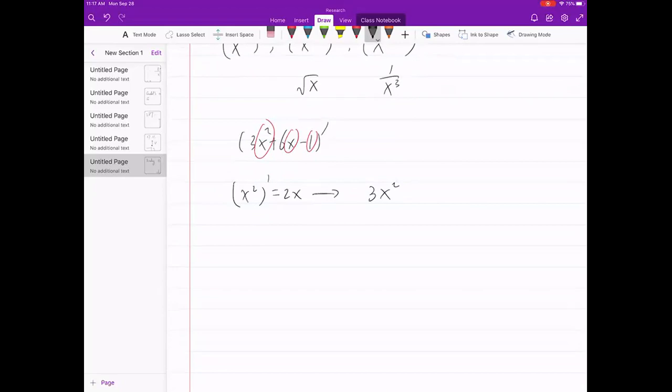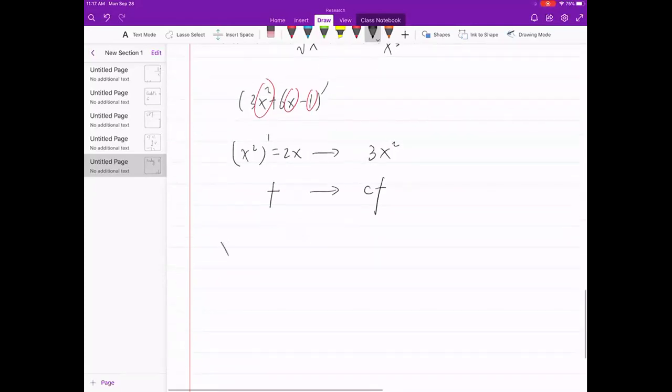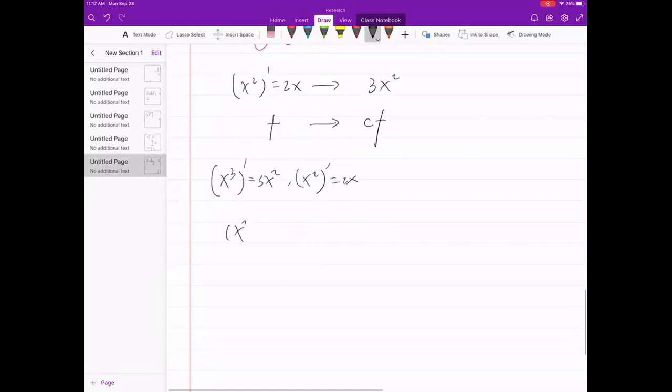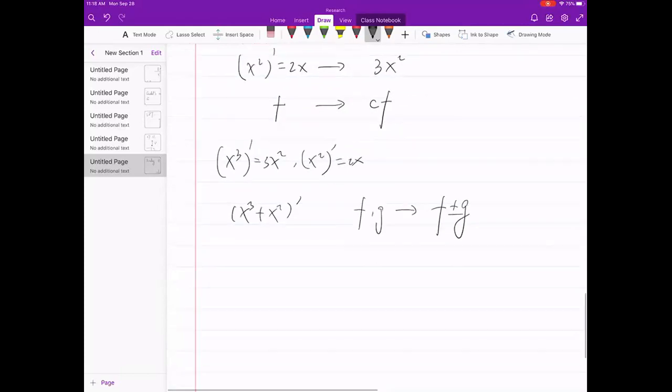If you write it down, it's basically if you know f, how do you know cf, which is f times a constant? Second, if you know x cubed prime equals 3x squared, you know x squared prime equals 2x. How do you know the derivative of x cubed plus x squared? From here you can see that's a matter of knowing f and g, how do you find f plus g, and of course f minus g? Make sense so far? Therefore, to finish this, we need a rule for the two things I just wrote down. Luckily, the two things work.